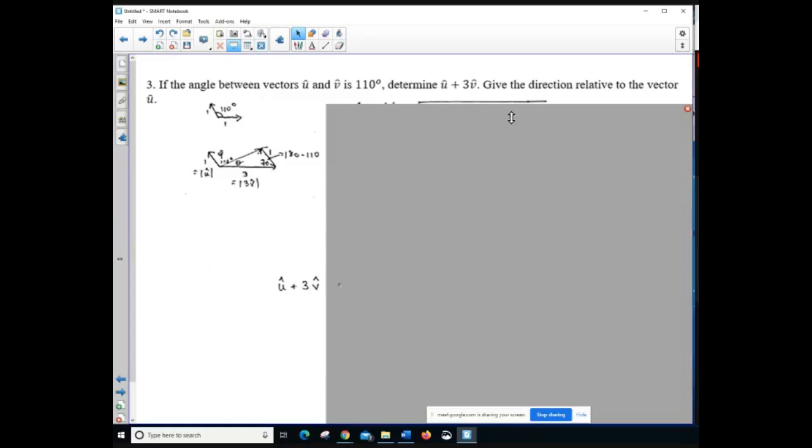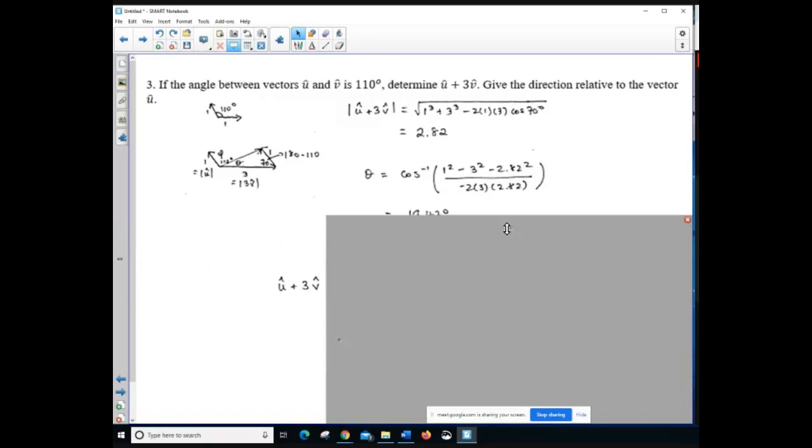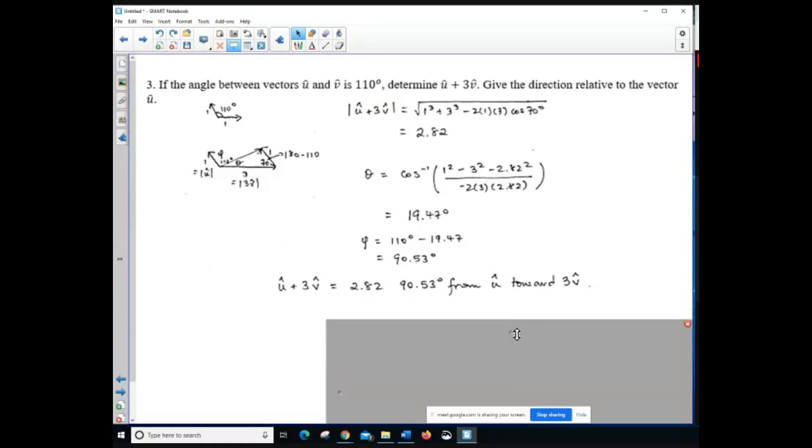But in the end, hopefully I didn't make a mistake. So here, use cosine law to find the magnitude, okay? Then I found this vector here, and it turned out to be 19.47, okay? But because I didn't think ahead, I realized, oh, wait a minute, they want the angle from vector u. So I had to calculate this angle phi, which would just be 110 minus my 19.47, okay? And there you go. So there's my answer, 2.82, 90.53 degrees from u towards v, okay?